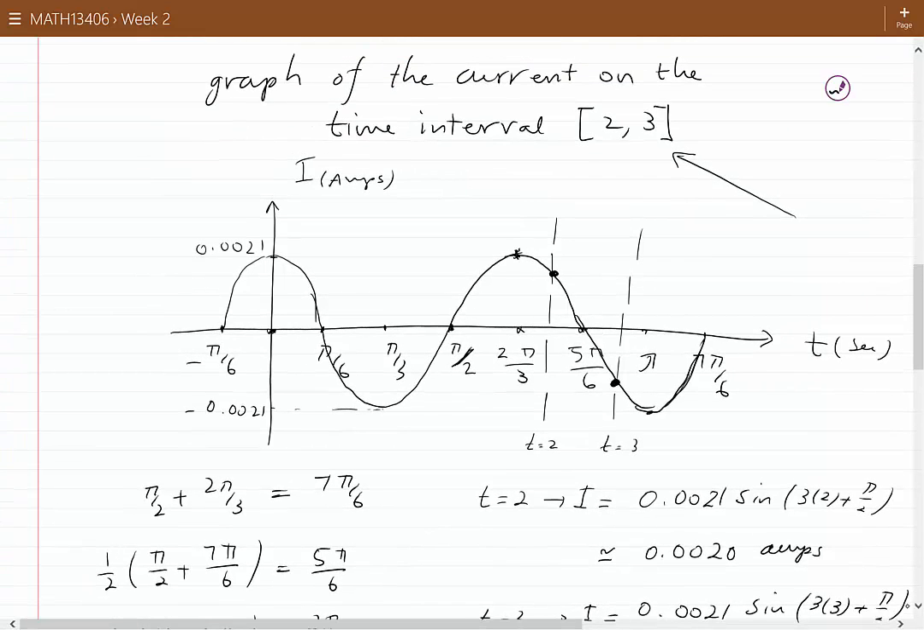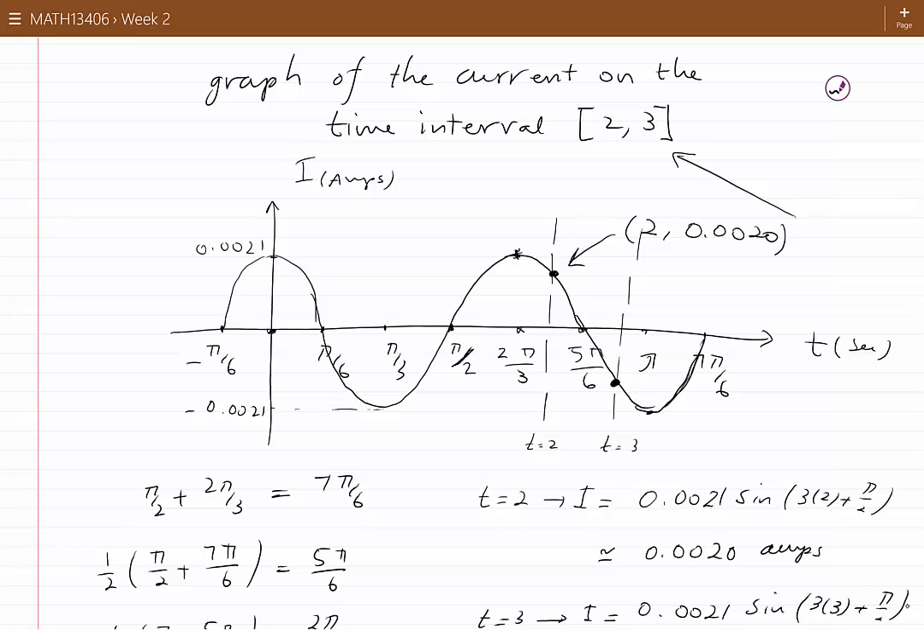And we can show this on the graph in this way. So at this point, the coordinates, the x is 2 and the y is 0.0020, and then the other point of interest is this one where t is equal to 3 and the current is minus 0.0019.